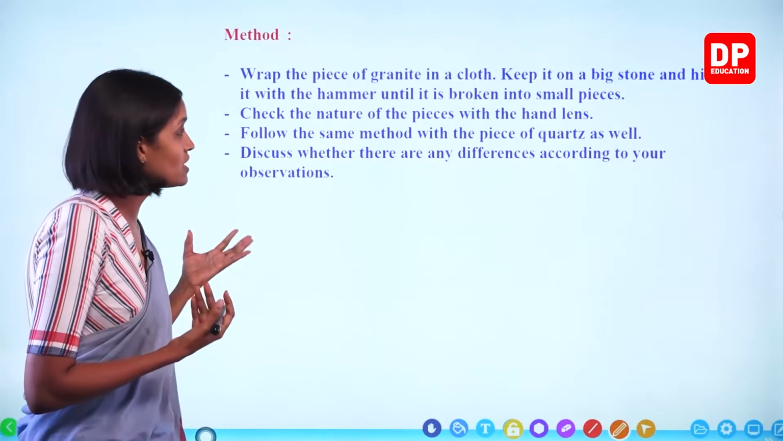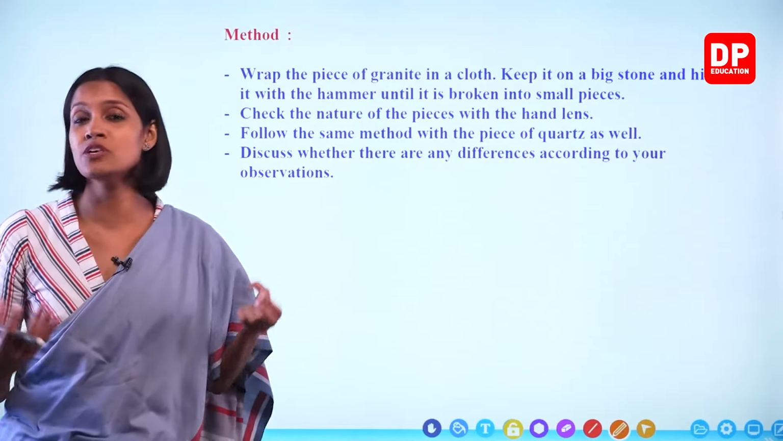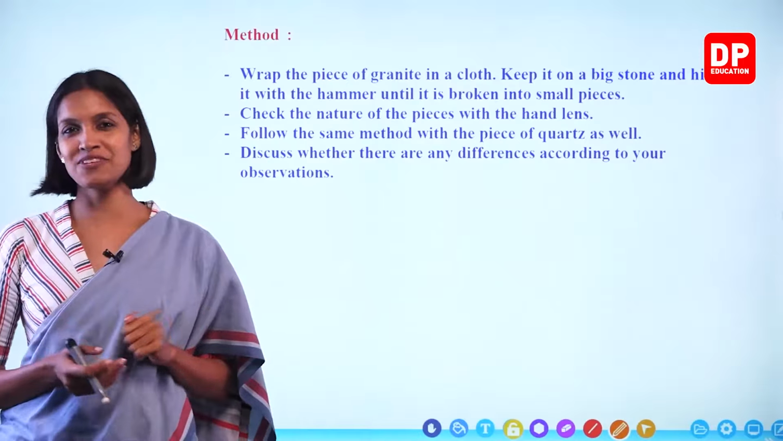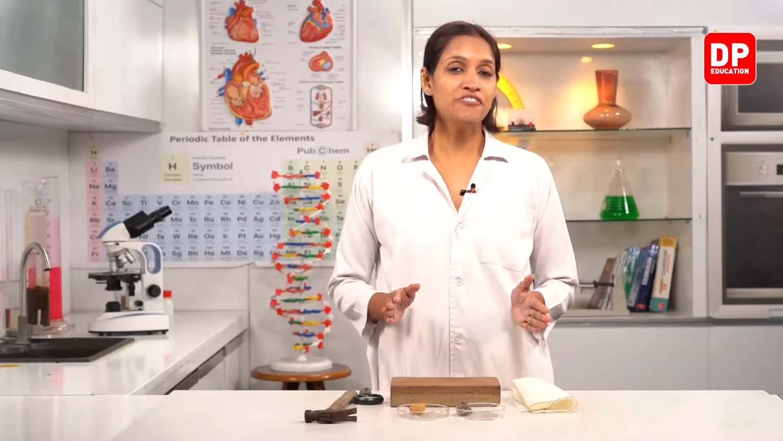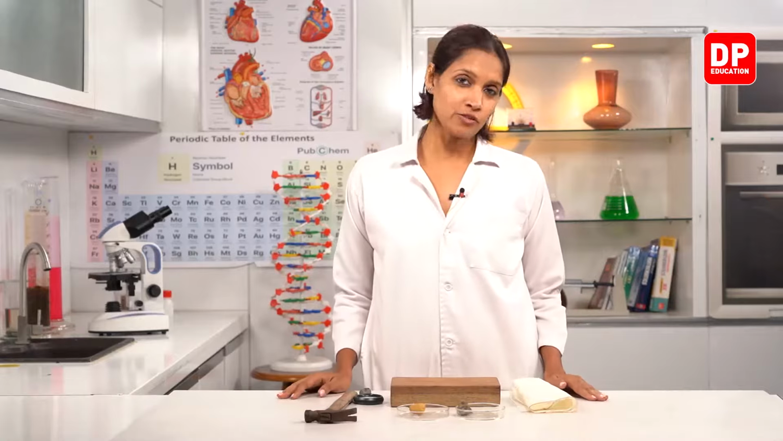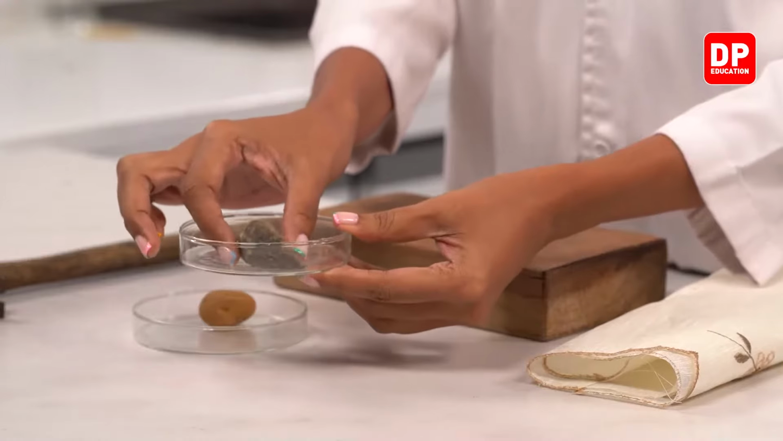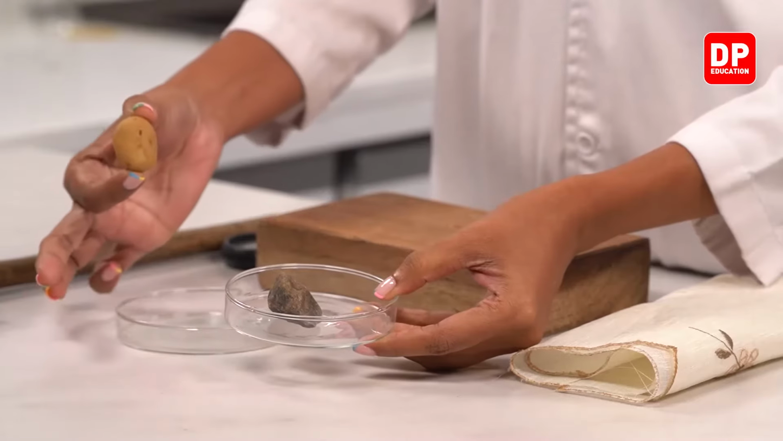Okay, not only granite and quartz, you can find other pieces of stones and do the same. Okay, let's do this activity now. Right, children. Now we are going to observe the difference in the nature of granite and quartz. Here I have a piece of granite and this is a quartz.